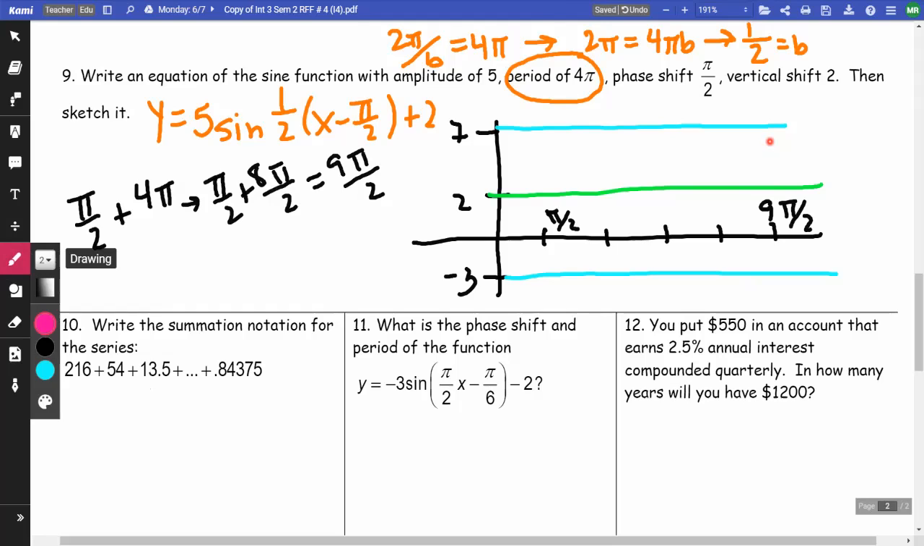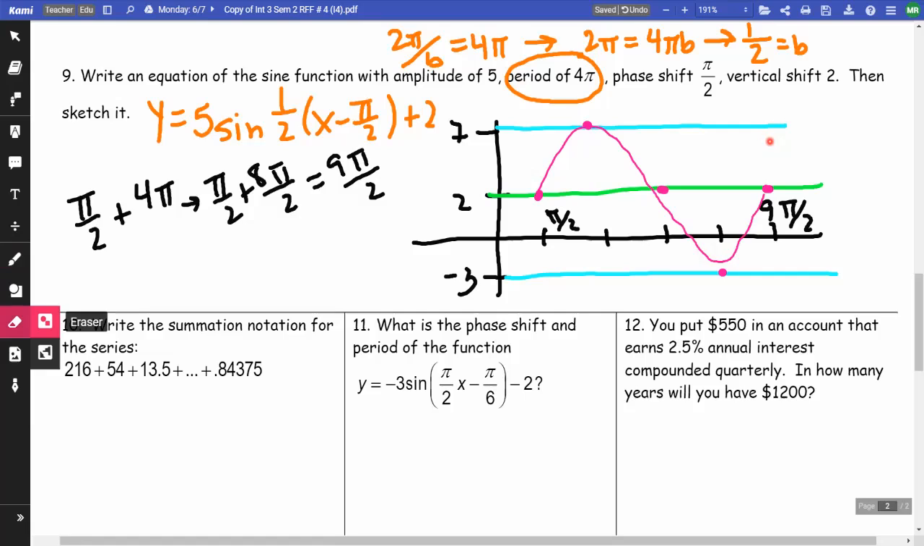So I am going to start here at 0, end at 0, halfway in between 0. Halfway in between that, I'm going up. And halfway between my other two zeros, I'm going down. And here, let me get a little thinner line. And that is my graph. Let me get it through the points this time.